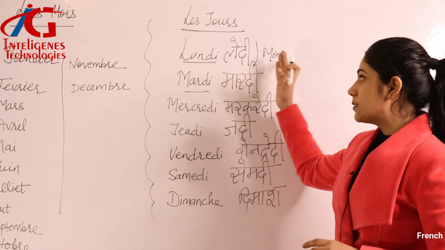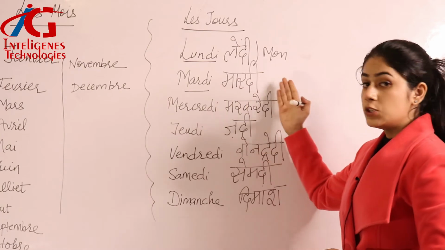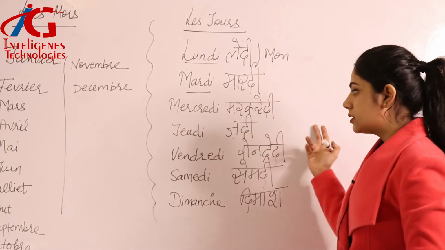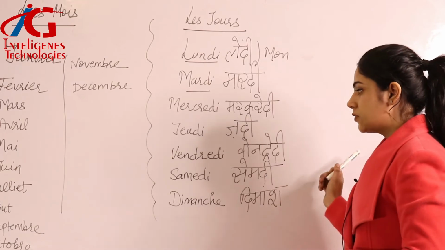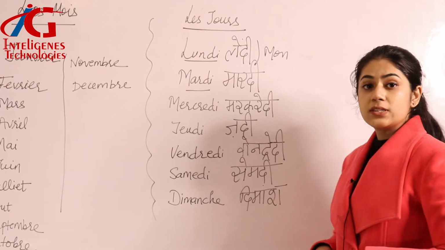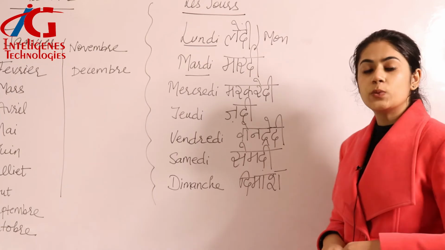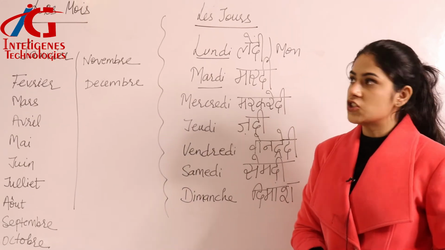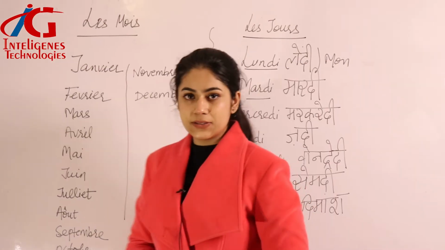It's lundi, which is Monday, mardi, which is Tuesday, mercredi, which is Wednesday, jeudi, which is Thursday, vendredi, which is Friday, samedi, which is Saturday, dimanche, which is Sunday. So these are les jours, which is the days in French. Now let's have a look at the months.